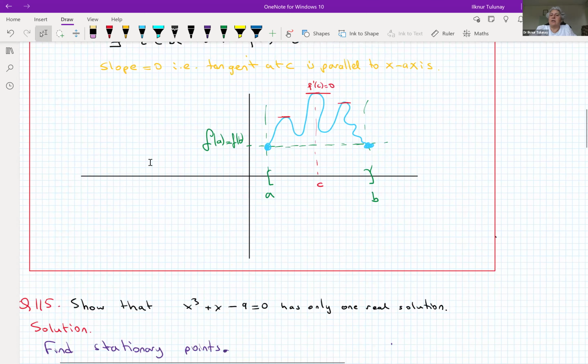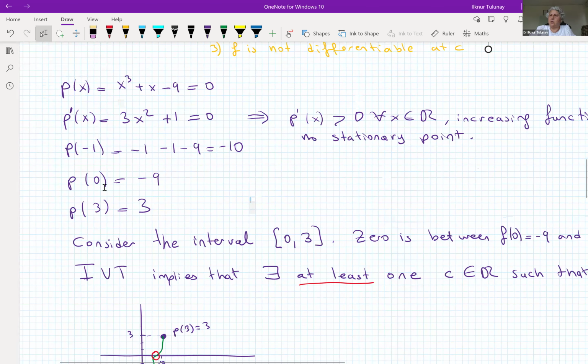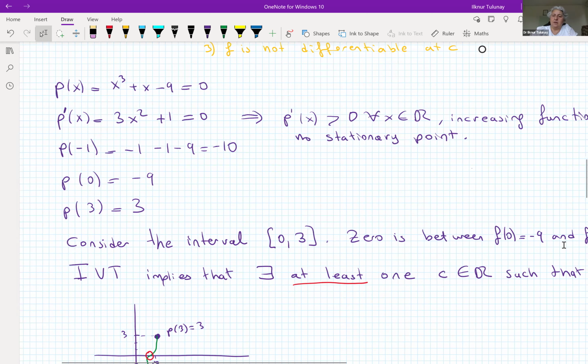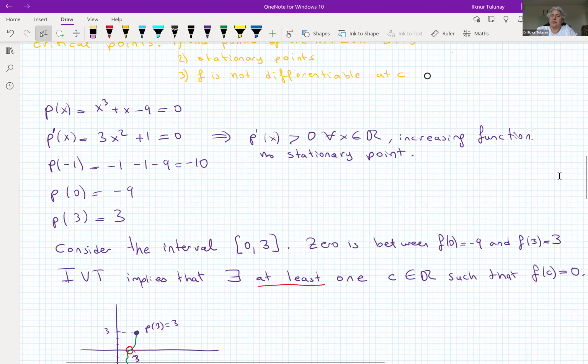So we are checking. p(-1) we got minus 10. p(0) is equal to minus 9. Check p(3), for example, is 3. We could look at the others, but here we have this one, minus 9, which is negative, and this one positive. It means 0 is between p(0) and p(3). So we can focus on the interval [0, 3], as 0 is between p(0) equal to minus 9 and p(3) equal to 3.